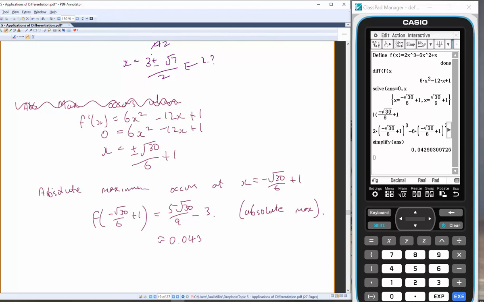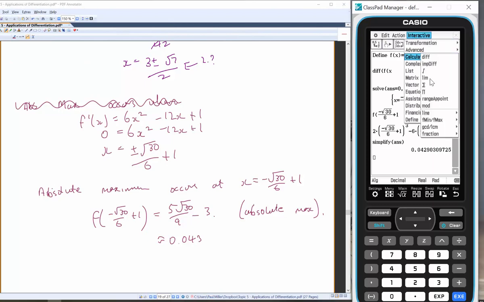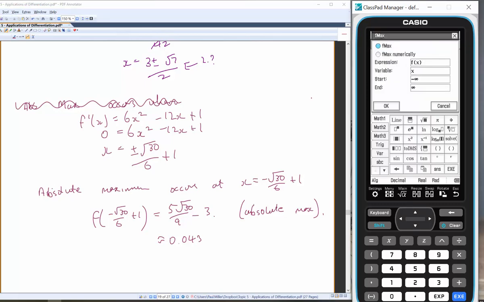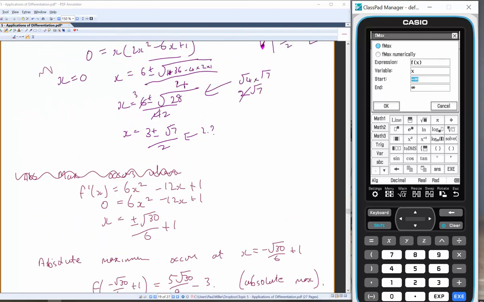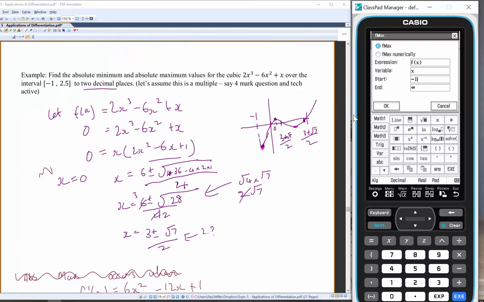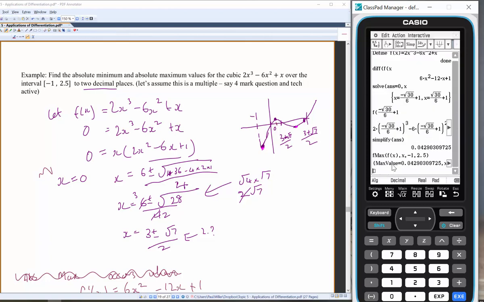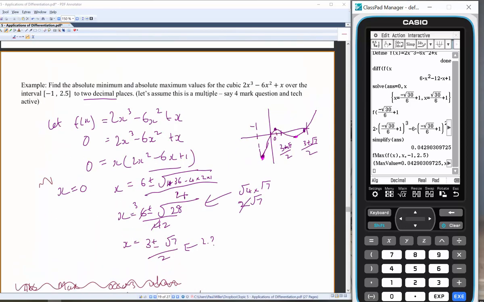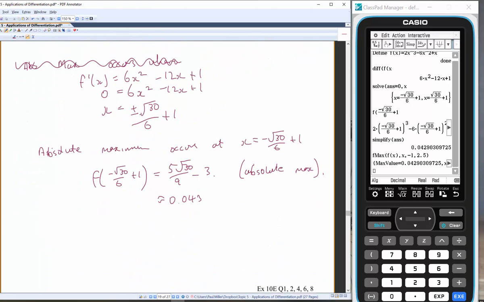Right, we can pretty safely check this as well with Fmax for f of x. And can we search between -1 and 2.5, please? There it is. Okay, so that's good. All right. So the maximum value is that amount there. Right, now, again, why didn't I just do that? Say this is a 4-mark question. I can't just go because Fmax told me. Okay, we've got to actually show some method to obtain this value.